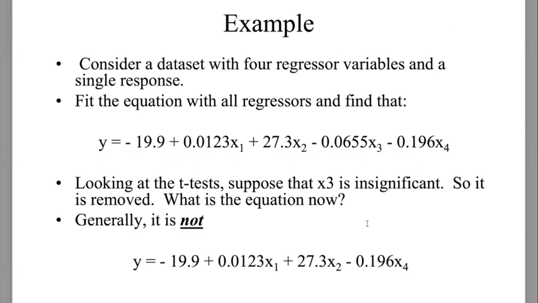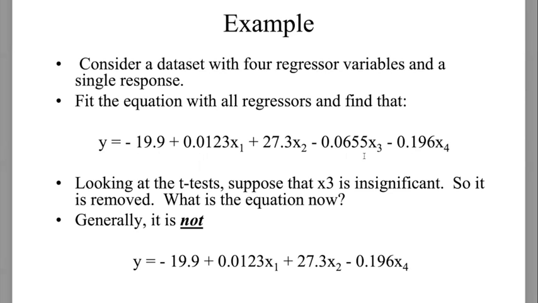And so let's look at this example. Consider you've got a data set with 4 regressor variables, 4 explanatory variables, and then a single response variable Y. We fit the multiple regression equation with all 4 regressors, and we get the following fitted model. So Y hat equal to this expression here. All right, so suppose that in looking at the t-test for the individual explanatory variables, we conclude that X3 is not significant. And so at that point, we may choose to delete it from the model.